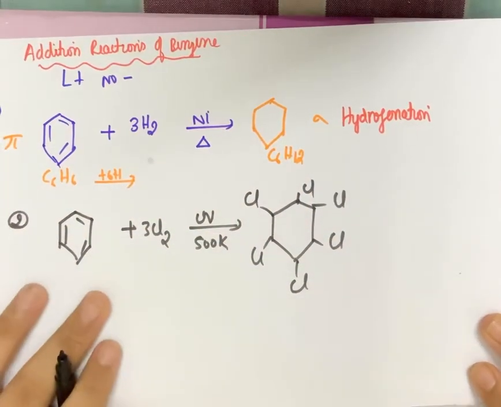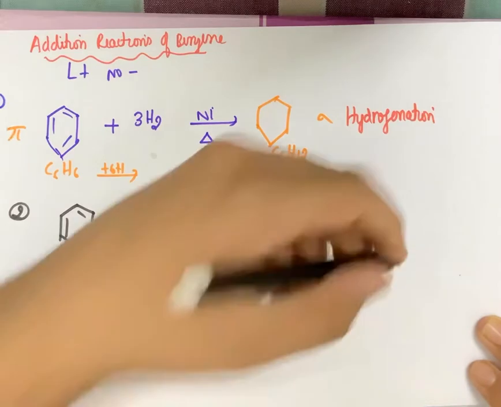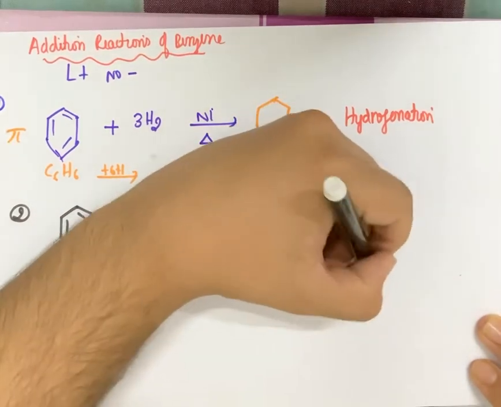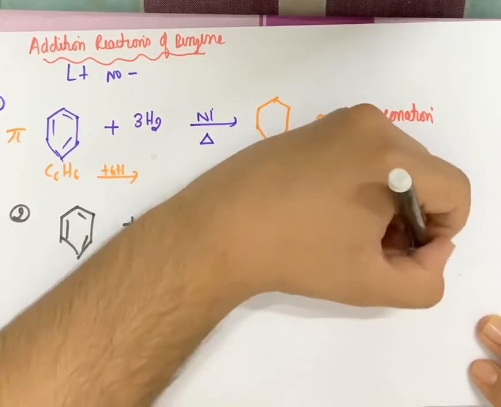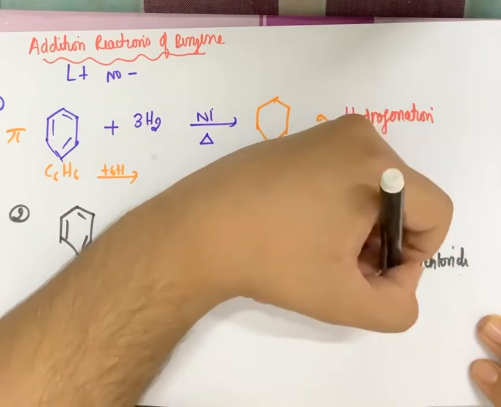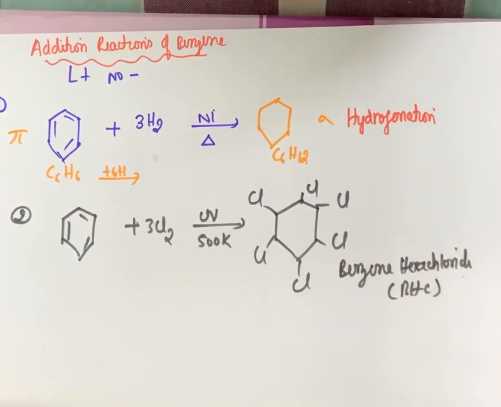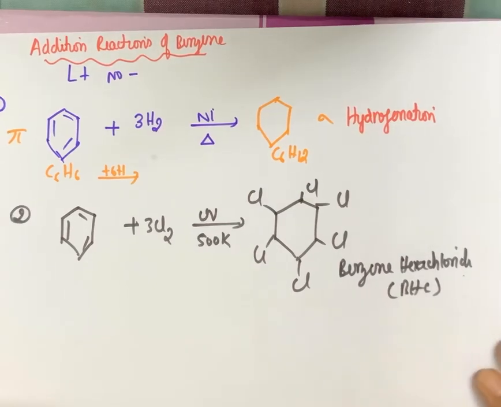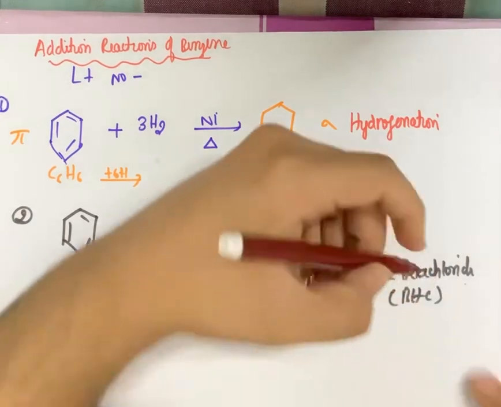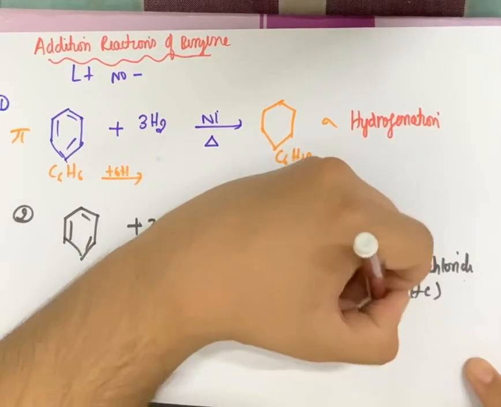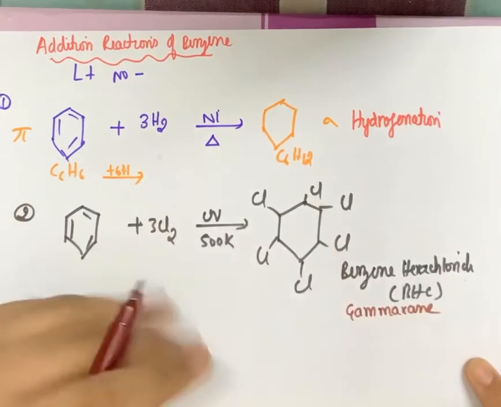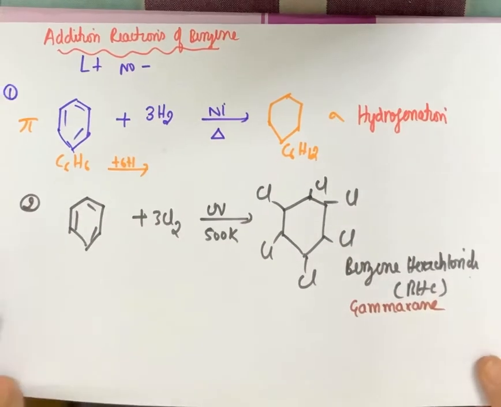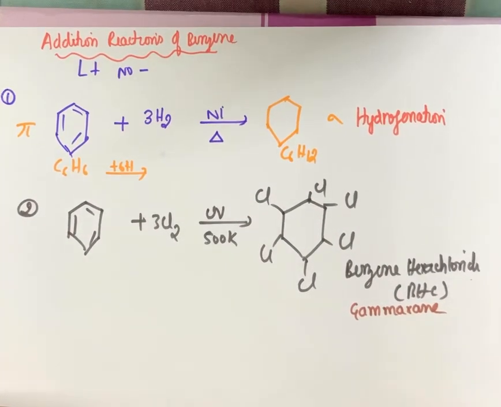Okay, I am getting this structure, which is called benzene hexachloride, also called BHC, benzene hexachloride. Okay, benzene hexachloride also has another name called gammexane. Okay, is another name for benzene hexachloride. Now let us try to understand this reaction.